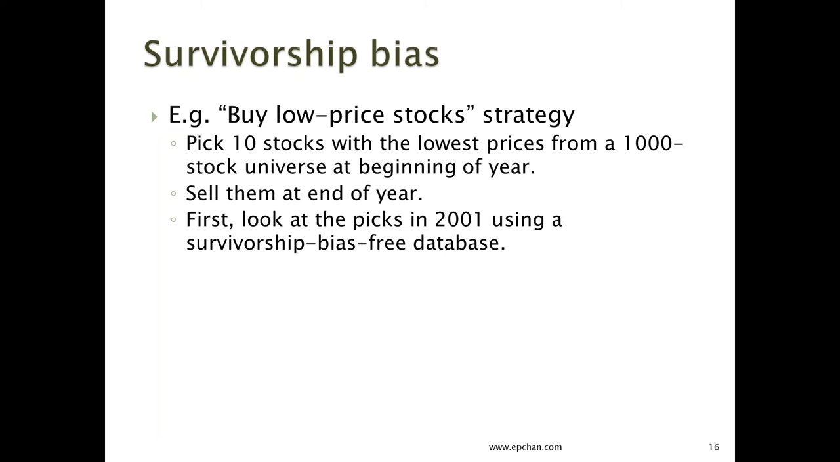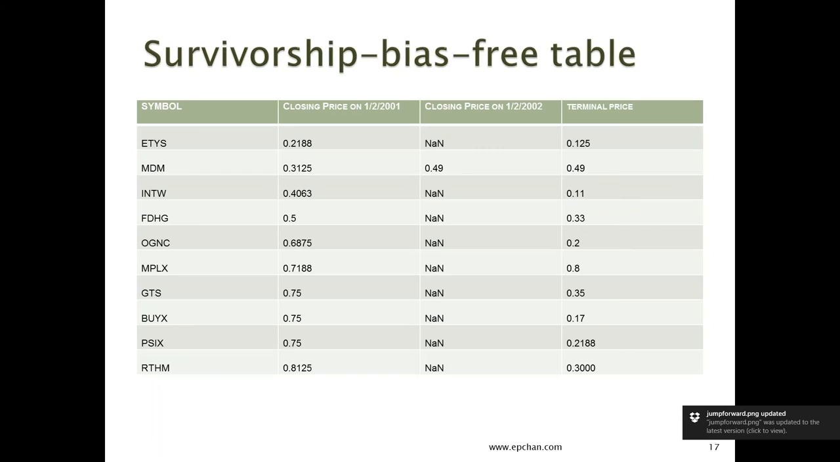So let's look at our picks in 2001 using a survivorship-bias-free database. This is a very good database. These are the 10 stocks. These are mostly NASDAQ stocks, and they're small stocks because they're all penny stocks because they're cheap, but that's our selection criteria. You see these decimal places up to four places because I have dividend and split adjusted them, so these are not the raw prices, but that's not relevant to our discussion.